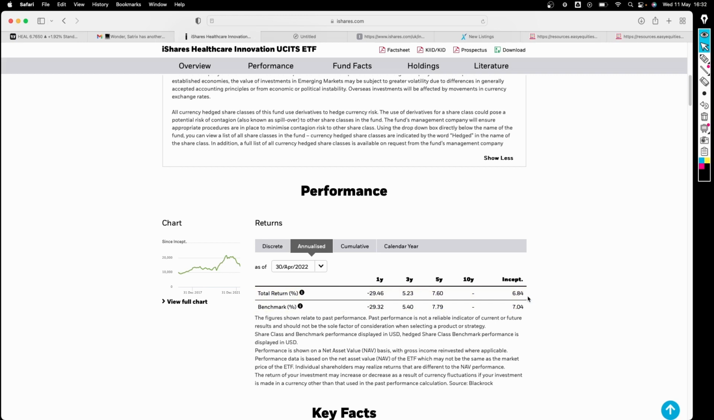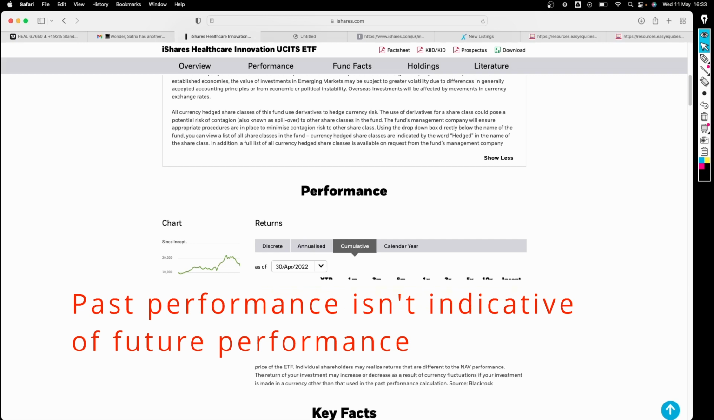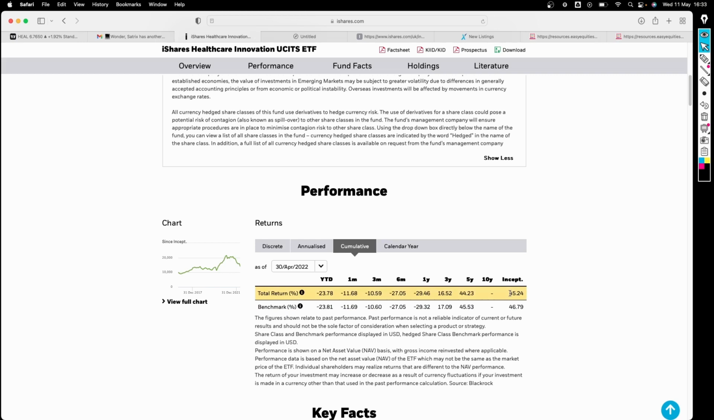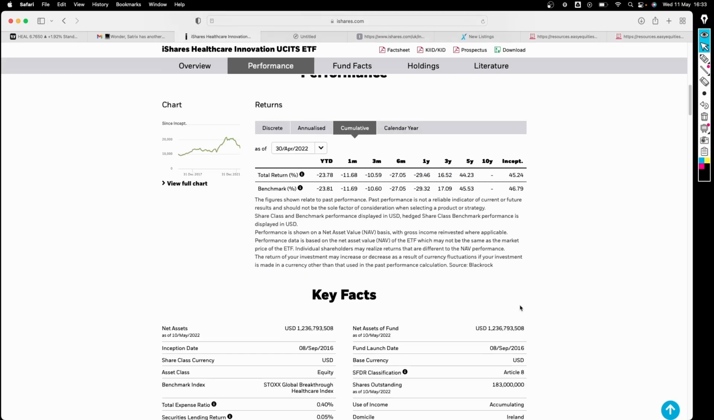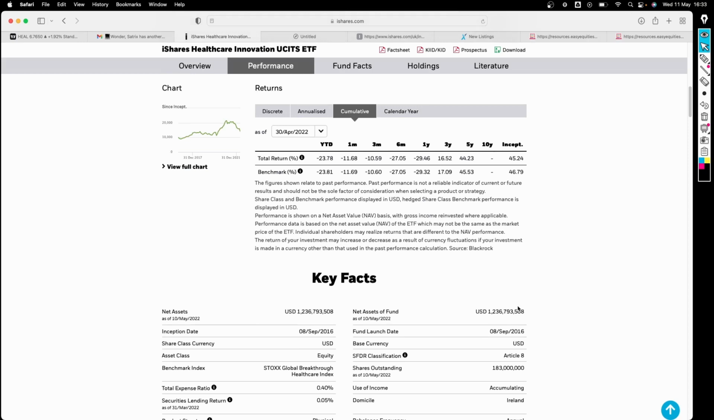is about 6.84%. Over 1 year, the portfolio, we mentioned, is down minus 30%. But over a 3-year period it had a positive 5%, and then over a 5-year period it's about 7.6%. So there have been good years and bad years. And then we look at the cumulative return, which covers since inception. Then we can see that the portfolio is actually up by 45%. So that is a bit encouraging. But it's you who's going to make the decision at the end of the day.